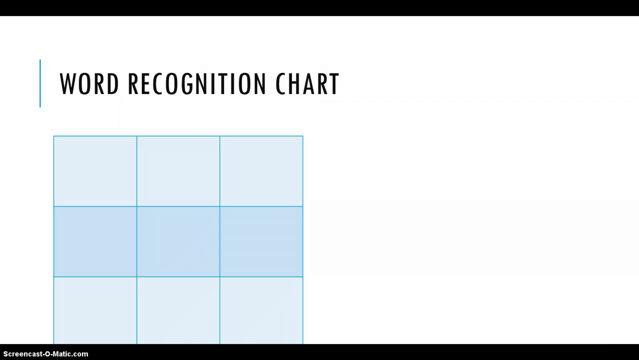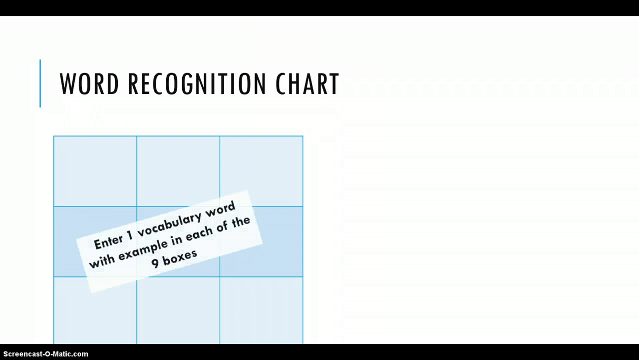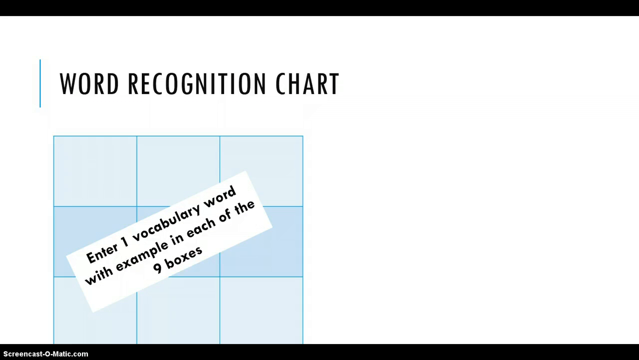A tool that teachers can use to help students with academic vocabulary is the word recognition chart. This chart can be used during a pre-lesson and throughout the unit. When creating the chart, I first refer to my standards. I read over the standards in my unit and I identify 9 to 12 key vocabulary words for student understanding. I then enter one word per box with an example for the students to see.